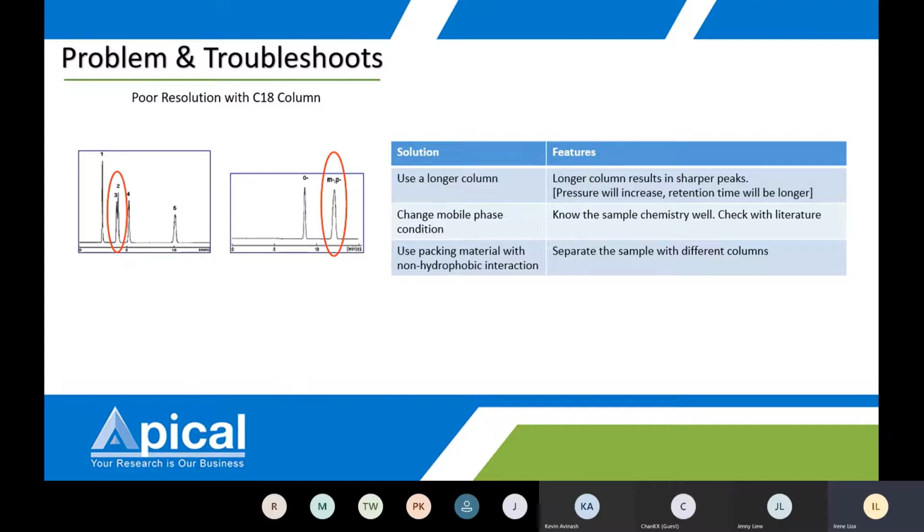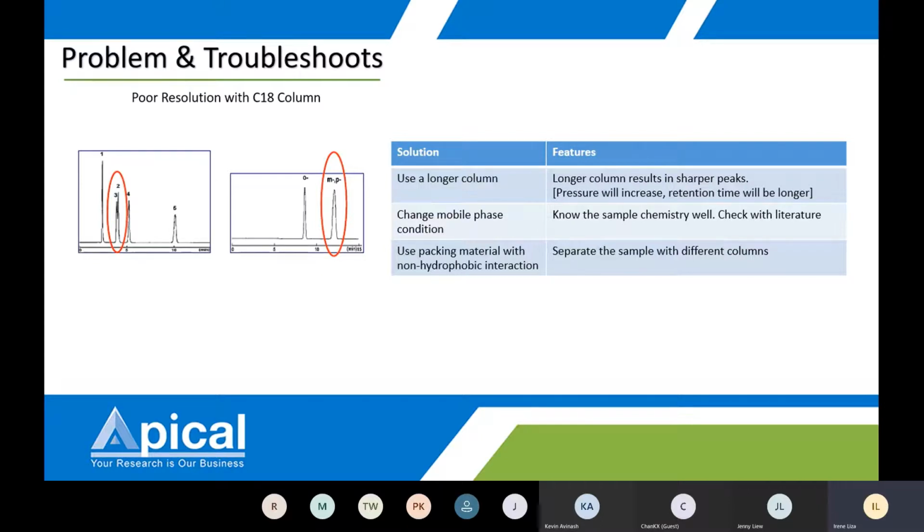play with some mobile phase, to make sure it separates. But if it doesn't, the next solution is to look into a longer column, because it tends to give you a good separation. Okay, and it gives you sharper peaks. Okay, and the next thing is, of course, change the mobile phase, because you know the sample chemistry well.